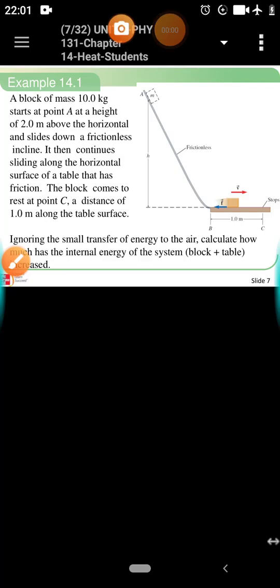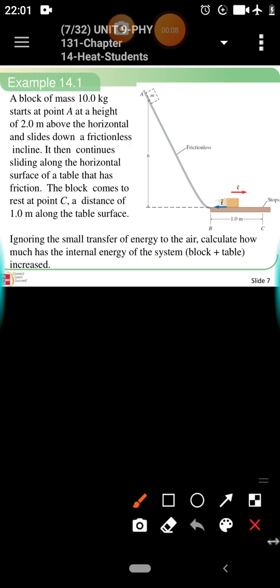So let's do this example. We need to first identify the system. A block of mass 10 kg starts at point A at a height of 2 meters above the horizontal and slides down a frictionless incline.